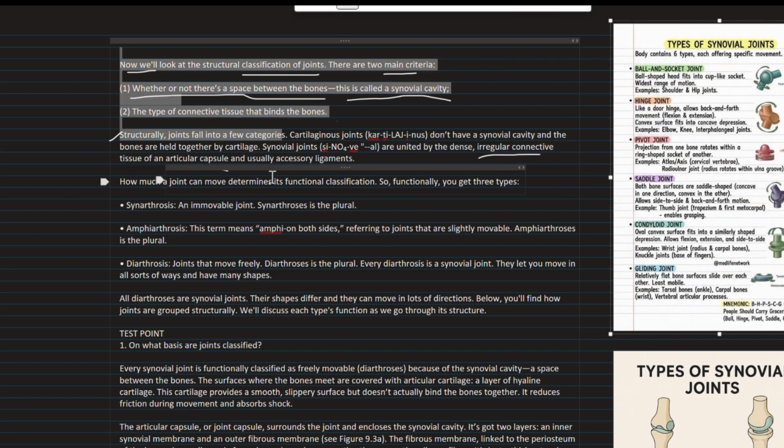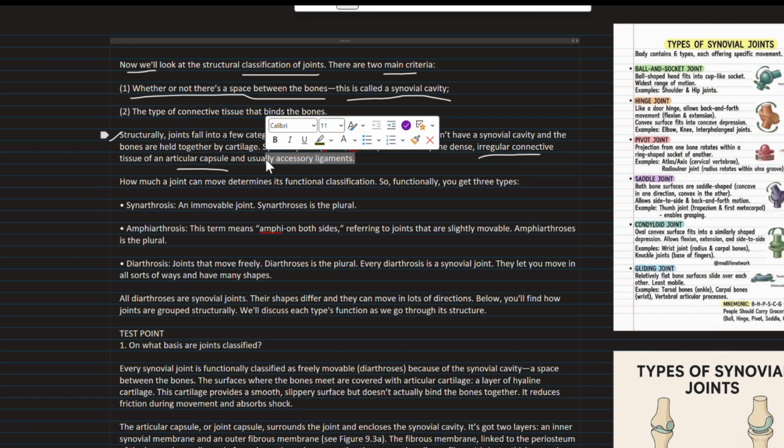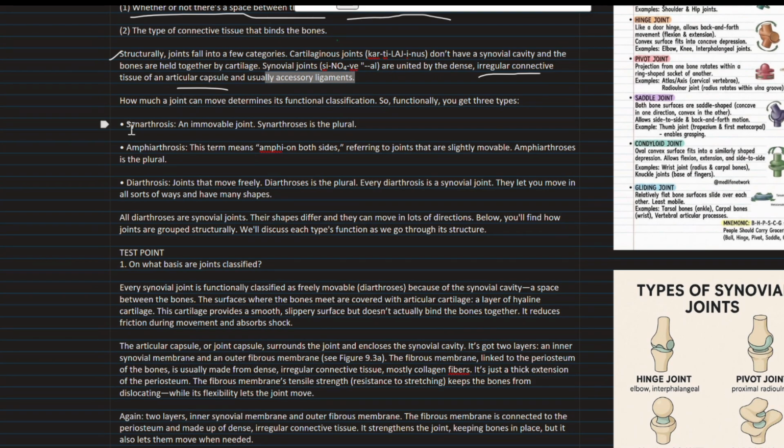Cartilaginous joints don't have a synovial cavity, and the bones are held together by cartilage. Synovial joints are united by the dense, irregular connective tissue of an articular capsule and usually accessory ligaments. How much a joint can move determines its functional classification. So functionally, you get three types.